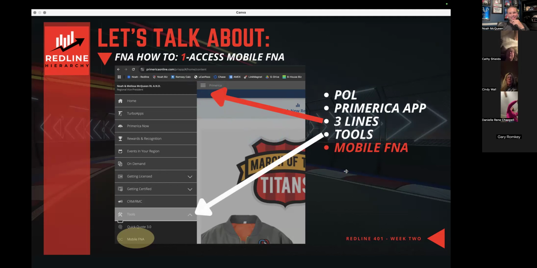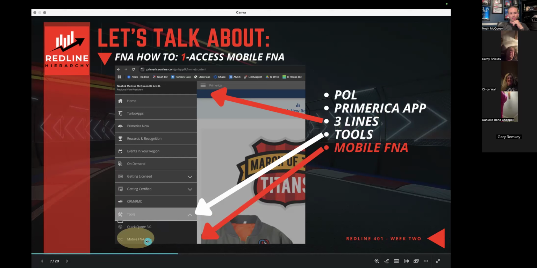I like it like this, right? So click the tools and then mobile FNA. It pops up down here. It's this little guy, right below quick quote.